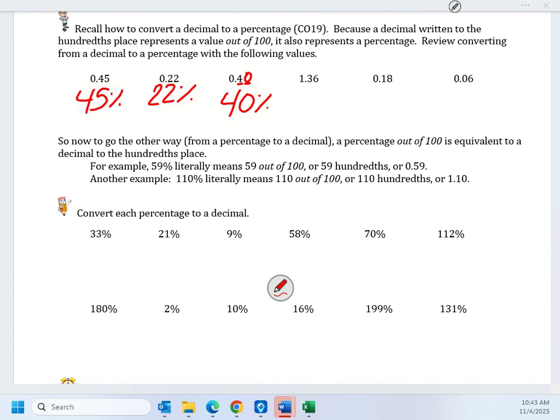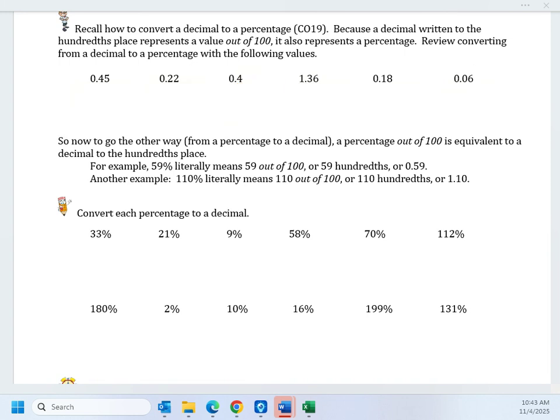What about 1 and 36 hundredths? Gavin? 136%. Awesome, 136%, because we know if there is a number in that ones place, it's going to be more than 100%. 18 hundredths, what percent is that? Ellen? 18%. 6 hundredths. Holland? 6%. Awesome, you guys rock at that.